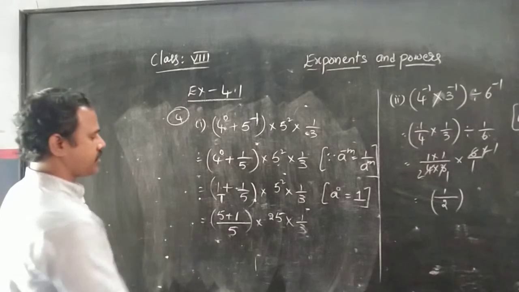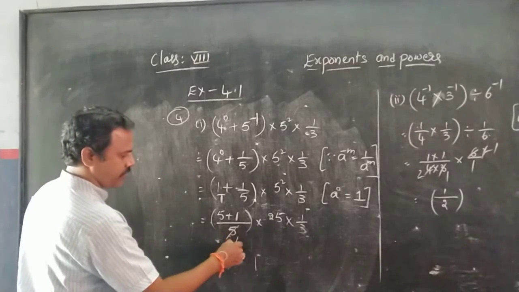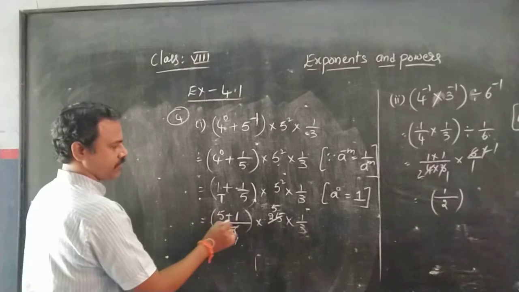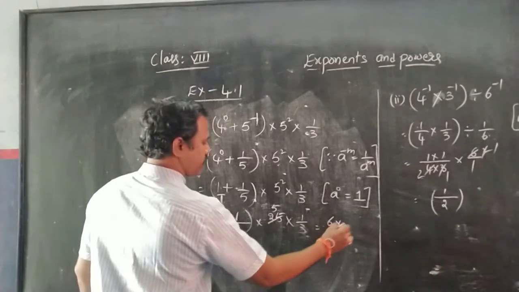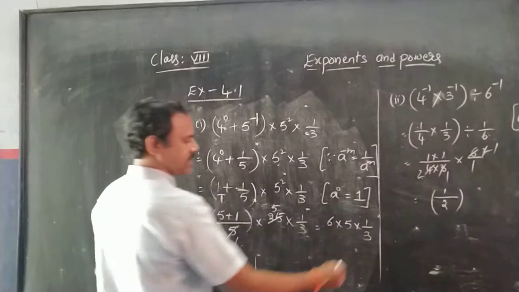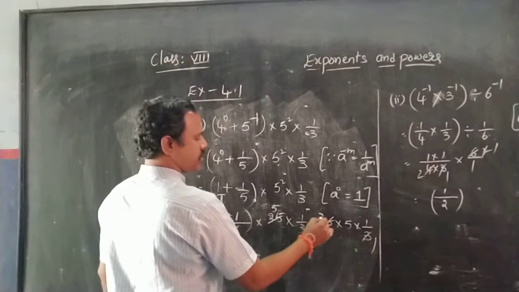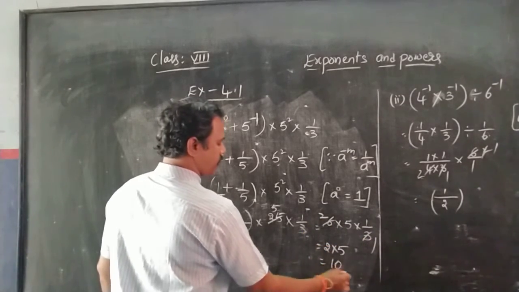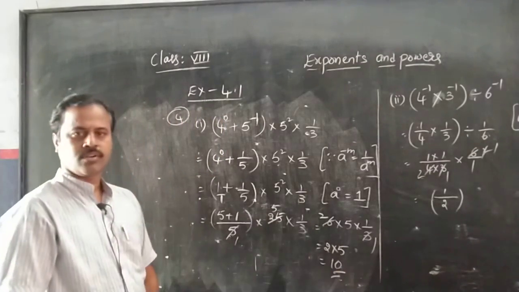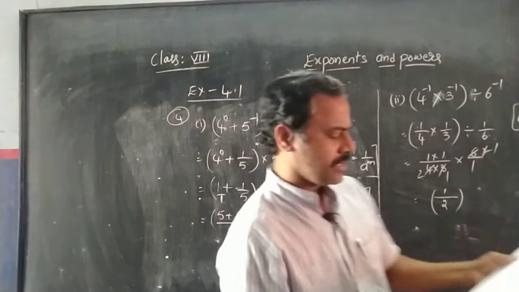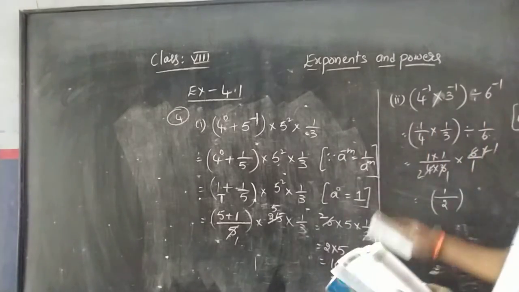Okay, Nana? Right. Now I am going to divide with this 5, 5 ones are 5. So what do you get there? 5 plus 1 is 6, into 5, into 1 by 3. Now we can cancel: 3 twos are 6. So there remains 2 into 5, which is equal to 10. Okay, Nana? Right.